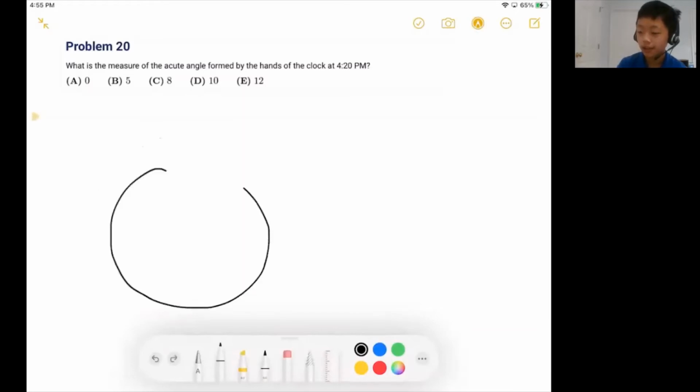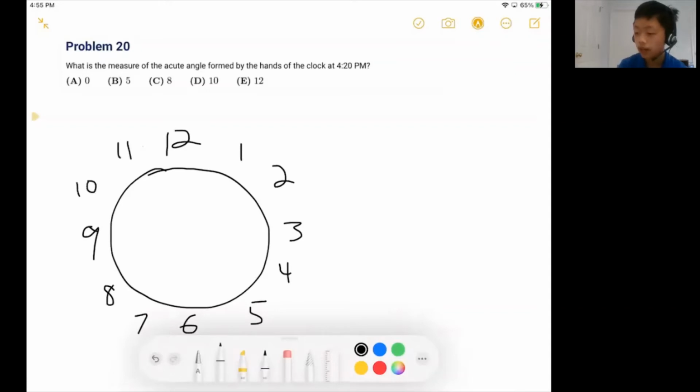So you draw a nice circle. The general strategy with drawing clocks is you write down 12, 3, 6, 9, and then we can fit the numbers 1, 2, 4, 5, 7, 8, 10, 11 into the clock. Okay, so we want to know the angle formed at 4:20 p.m.